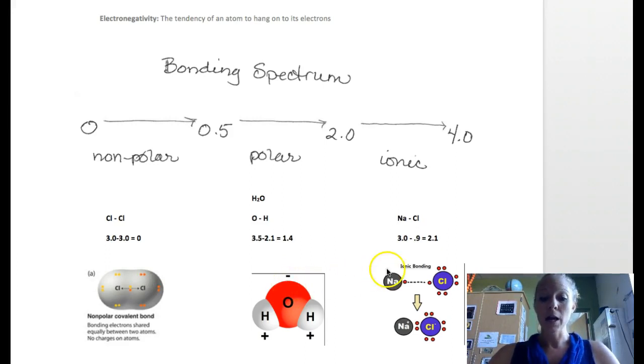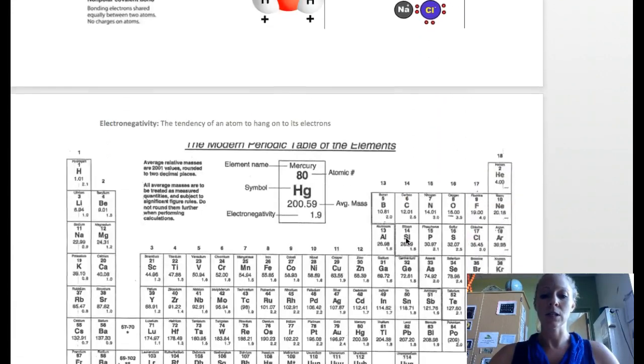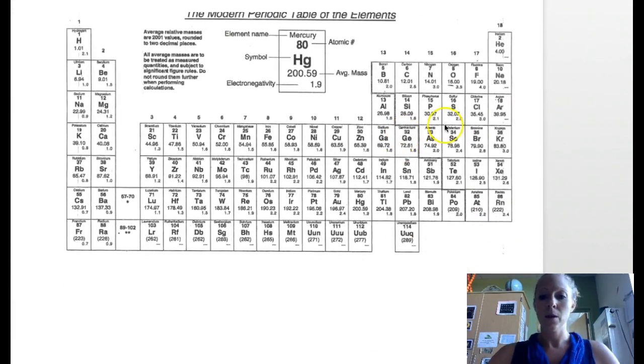Finally, let's look at our ionic bonds. Ionic bonds are between two atoms that have vastly different electronegativities. So let's look at table salt, NaCl, or sodium chloride. Now, sodium is going to have a 0.9 electronegativity, and chlorine is going to have 3.0. Let's look at this on our periodic table. Chlorine has 3.0, and sodium has 0.9.